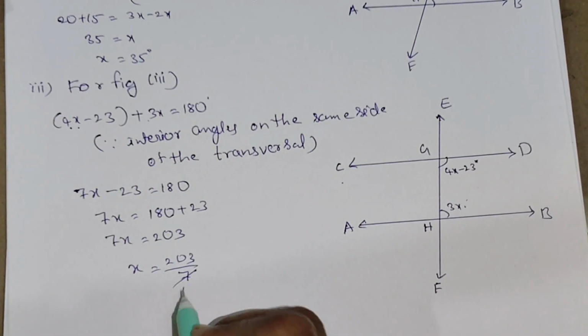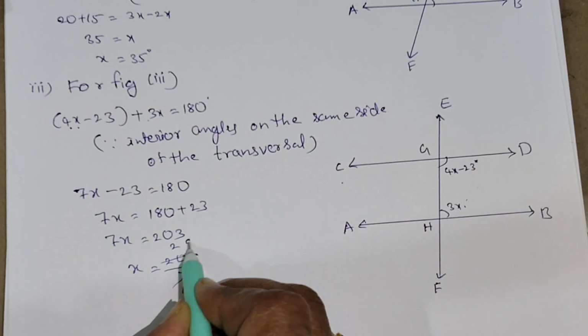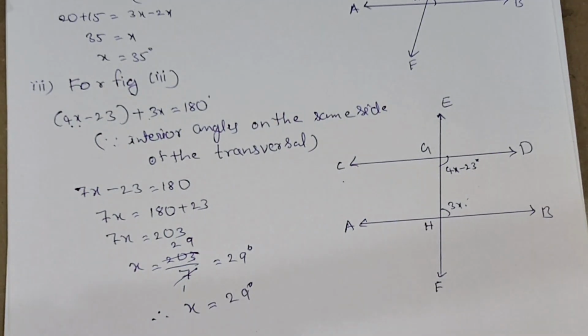7 ones are 7, 7 twos are 14, 14 means 63, 7 nines are 63. So x equals 29 degrees. This is the third diagram answer. So now the fifth answer is completed.